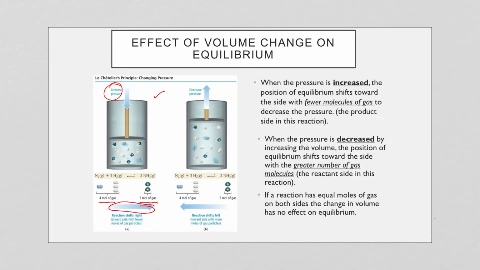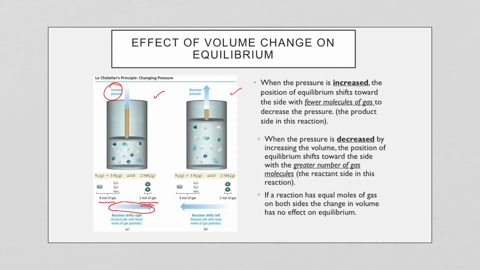For this particular disturbance, it depends on the particular reaction, on which side has fewer moles, whether it moves toward the reactant or the product. In this case, since we have fewer moles of product, we're going to move toward the product side. Now, of course, decreasing the pressure is going to have the opposite effect.